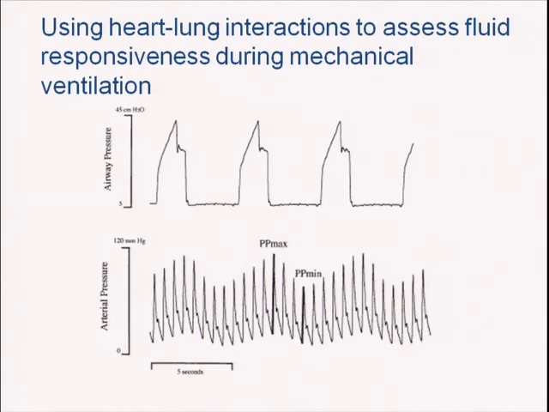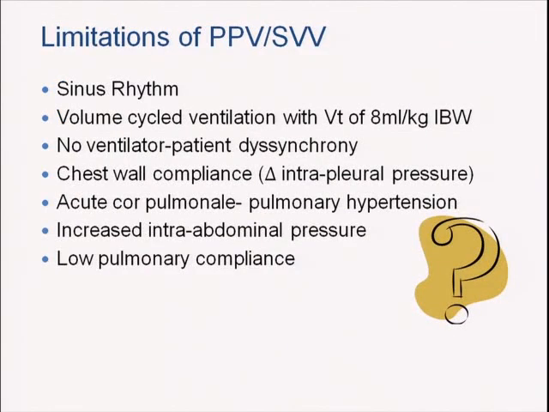So many people use stroke volume variation to help them assess fluid responsiveness based on heart-lung interactions during mechanical ventilation. And this has become quite popular. However, what we've come to realize is that this technique has an enormous number of limitations. Firstly, patients have to be in sinus rhythm. Secondly, they have to be deeply sedated or paralyzed. They need to have volume cycle ventilation with a tidal volume of at least 8 mils per kilo. If you use less than that, it becomes inaccurate.